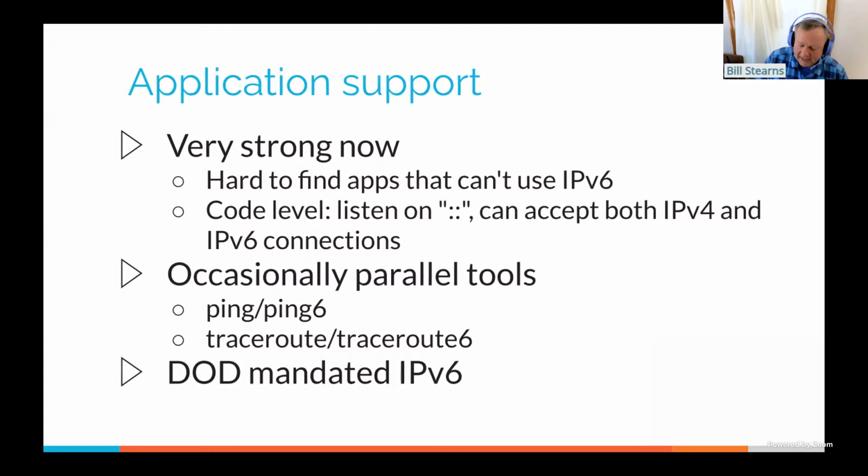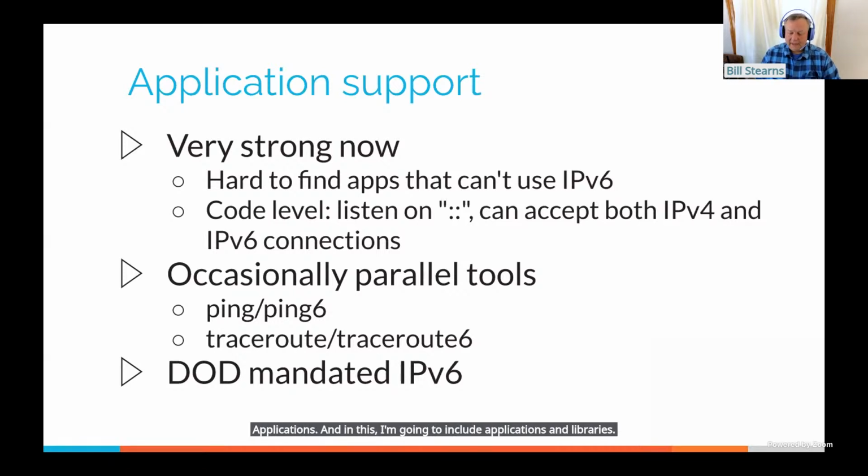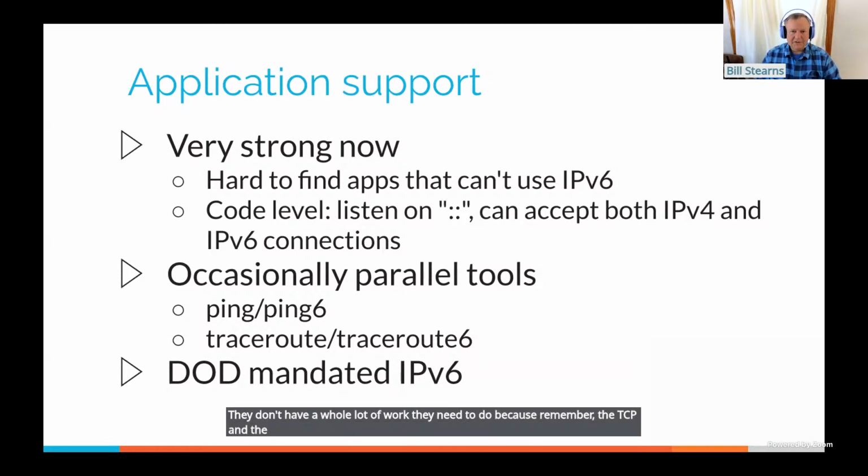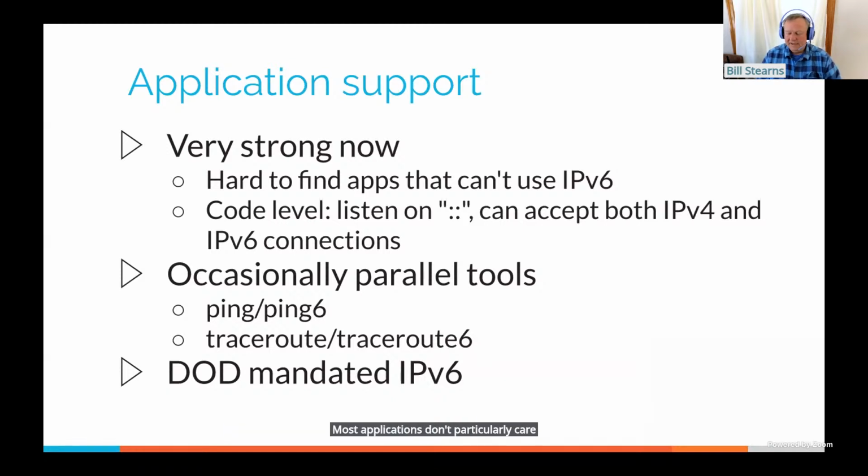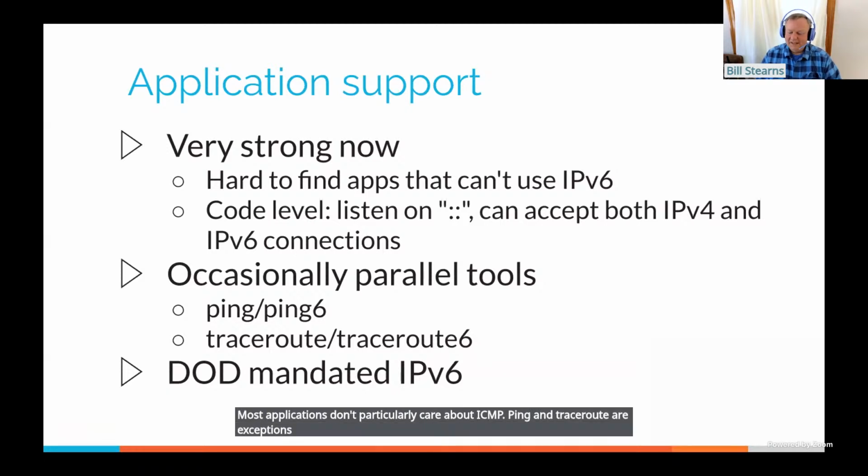Applications. And in this, I'm going to include applications and libraries. Basically, applications know how to talk IP version 6. They don't have a whole lot of work they need to do because remember, the TCP and the UDP layer are the same, and most applications don't particularly care about ICMP. Ping and traceroute are exceptions, but most don't.